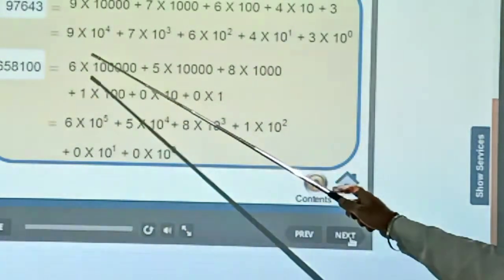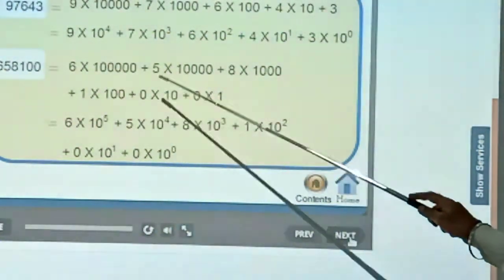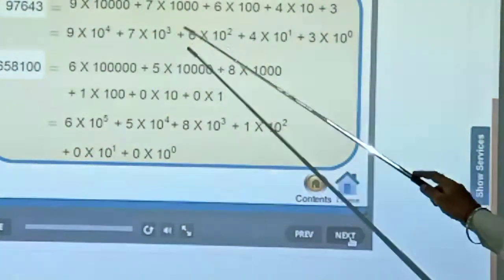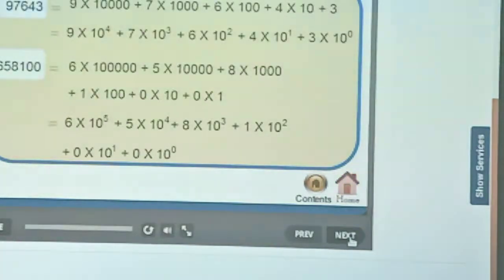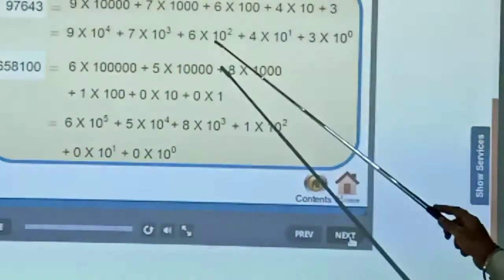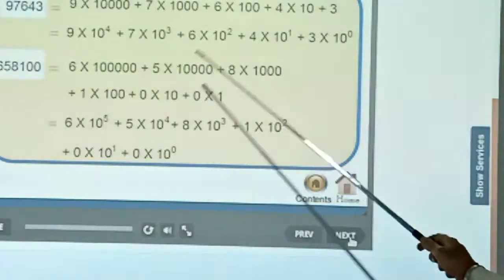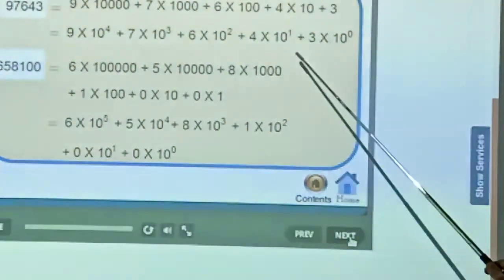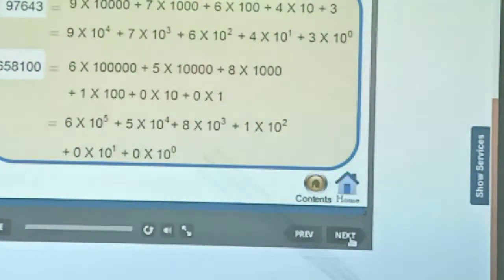9 into 10,000 will be written as 9 into 10 raised to the power 4, plus 7 into 1000 will be written as 7 multiplied by 10 raised to the power 3, 600 is 6 into 10 power 2. The powers are getting decreased one by one, then 4 into 10 to the power 1, then 3 into 10 to the power 0.